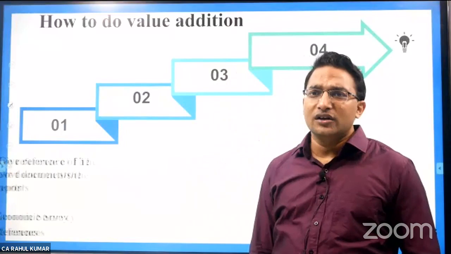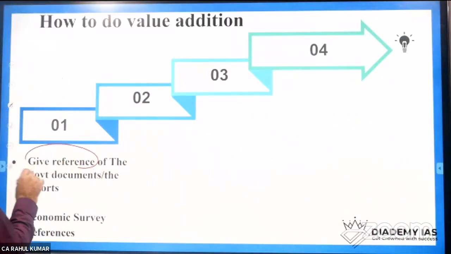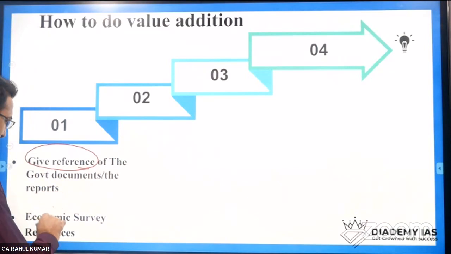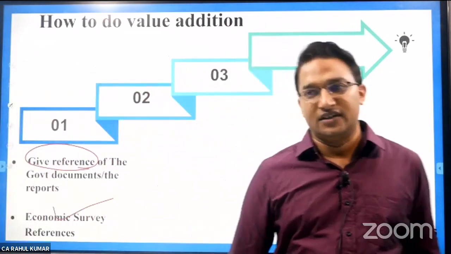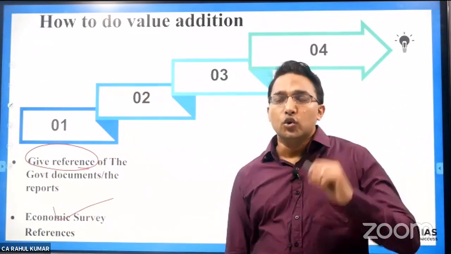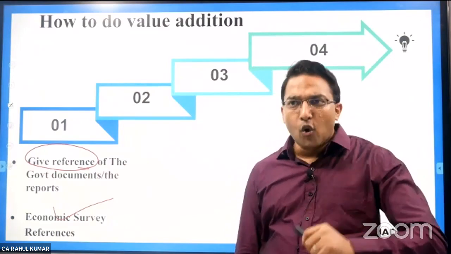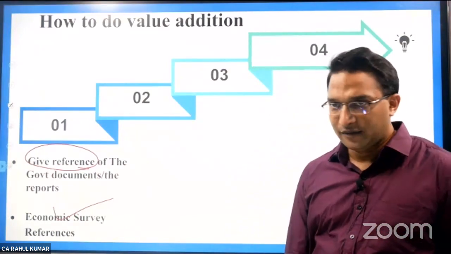So for value addition, you have multiple tools. You can give reference of multiple government documents. For example, NITI Aayog, Economic Survey. And whenever you are quoting some point, you must write the reference, so that the examiner knows that yes, you are pointing out the point of a particular government document.